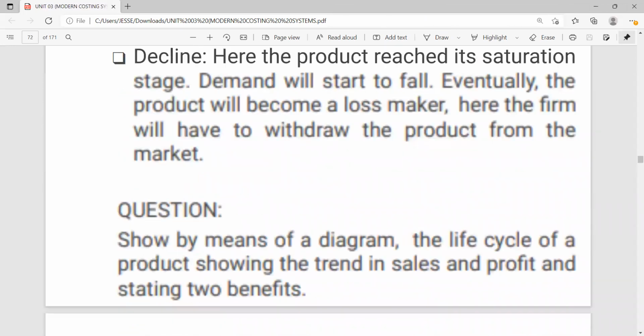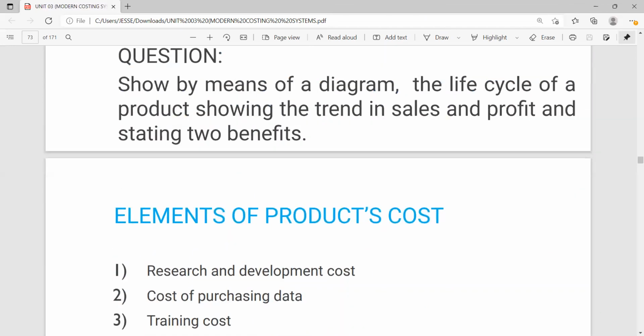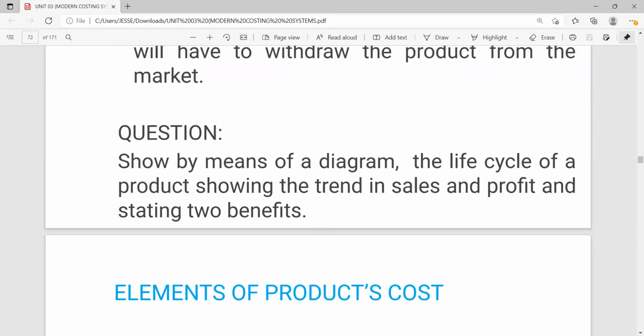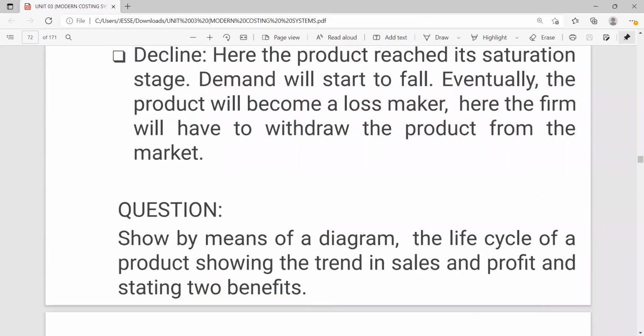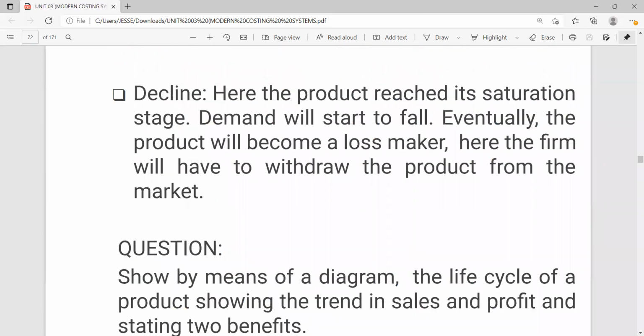Then you have the decline. You have the decline phase. Here, the product would have reached its saturation. The product will reach its saturation, demand will begin to fall, and the product will eventually make losses. And the manufacturer or the producer will have to withdraw the product from the market.